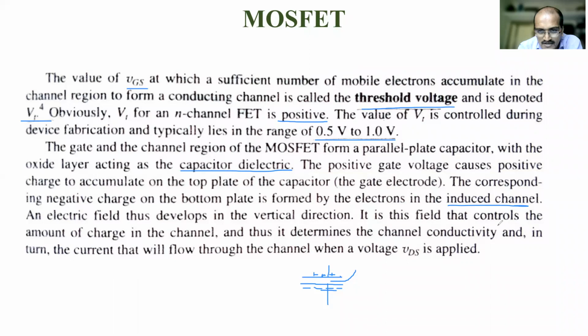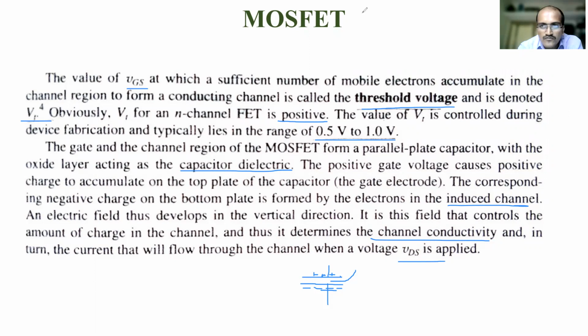So it is this field that controls the amount of charge in the channel, and thus it determines the channel conductivity. Conductivity means the flow of electrons, which in turn determines the current that will flow through the channel when a voltage VDS is applied. So next, what is the step? The channel is formed now, so now we are slowly applying a VDS. That is the third step.